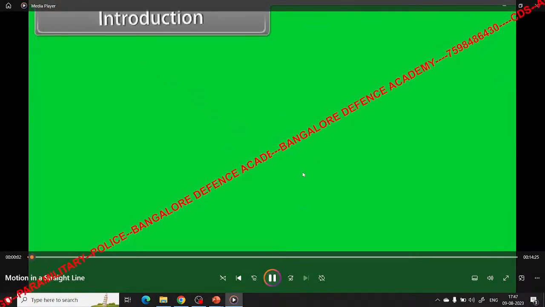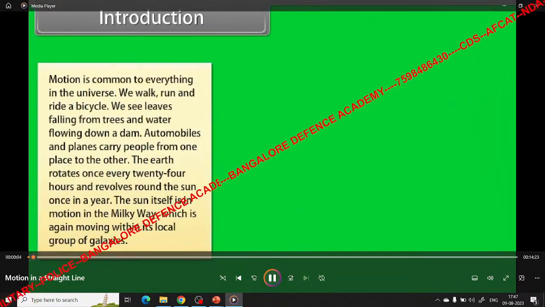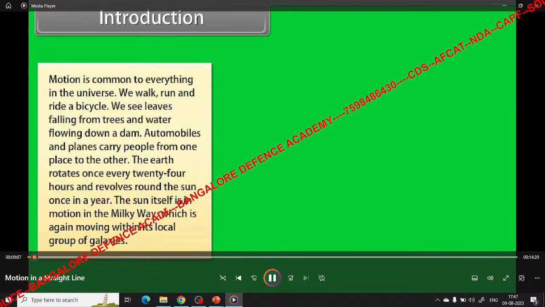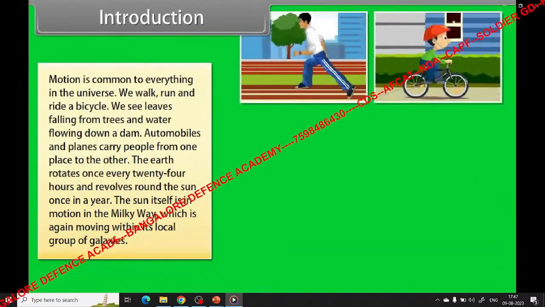Production. Motion is common to everything in the universe. We walk, run, and ride a bicycle.